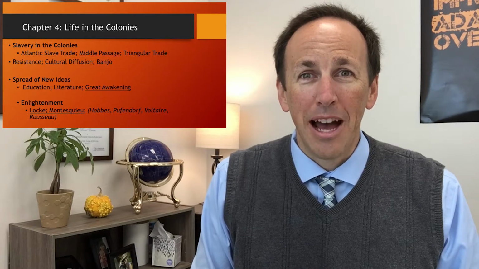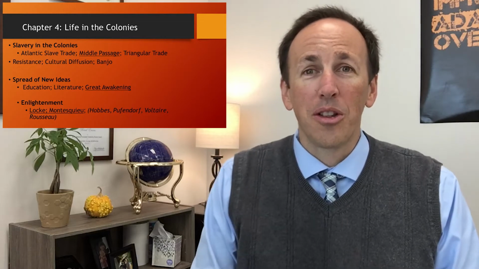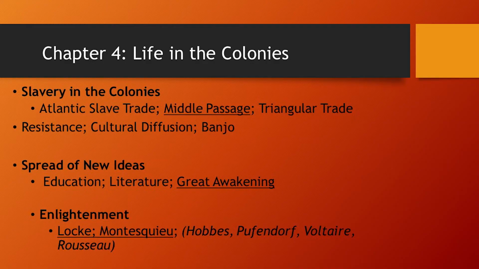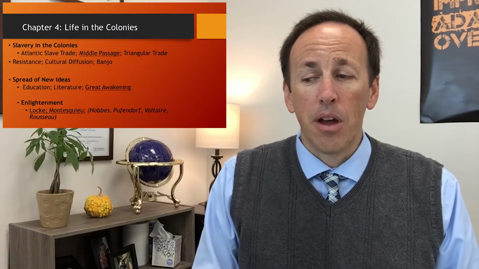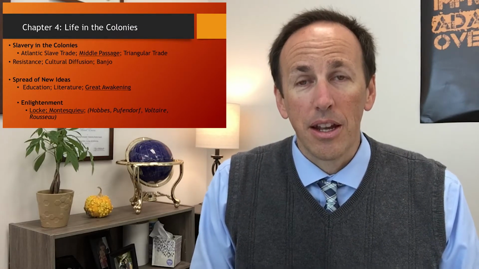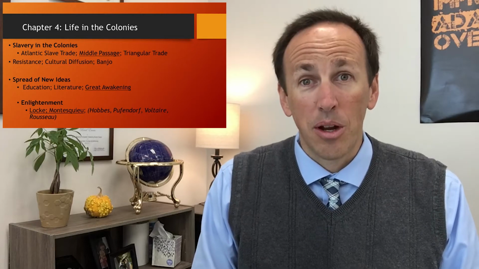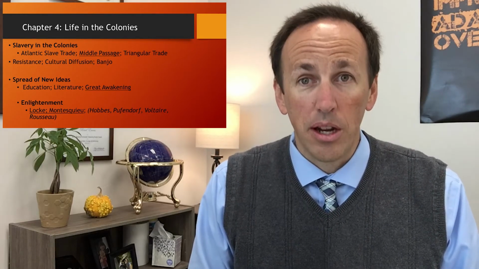All right, welcome back. So this is Chapter 4. It's called Life in the Colonies, and we're going to talk about three major things. The first is the growth of slavery in the New World. We'll talk about that. We're going to talk about the Great Awakening. Okay, there's the First Great Awakening and the Second Great Awakening. This is the First Great Awakening.